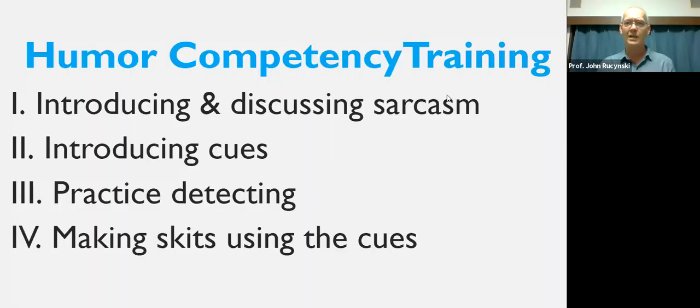Okay, let me skip ahead here, but let's look at how we would do in the classroom if we did backward design and humor competency training. We would normally do four stages. So first, introduce and discuss sarcasm because some students might not know what it is. Two, then give them many cues like we just did. And then three, give them some practice detecting. And then finally, maybe making some skits using the cues.